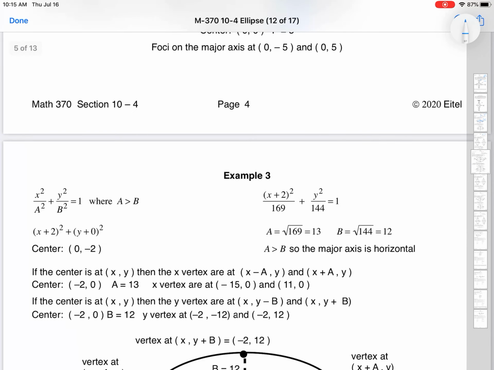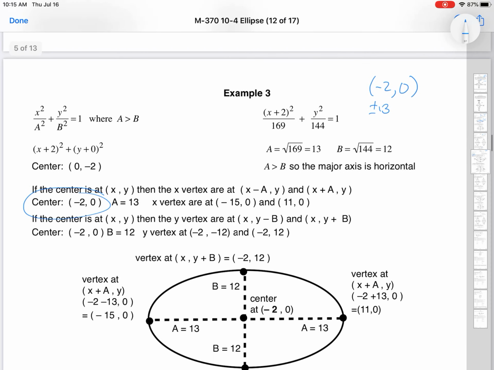Now he's going to have some examples where the center is not 0, 0. And so this is super important that you remember who's who. So our center here now is at negative 2, 0. Do you see that happening? I don't know where he mentions that. Right here he mentions it's at negative 2, 0. But we know that from our work with the circle. The 169 is the bigger number. It's underneath the x. Everything's happening to the x. So we're going to add and subtract 13 from the x in order to get our major axis length. So we're going to go out 13 from negative 2, 0. So we're going to be at 11, 0 and negative 15, 0.